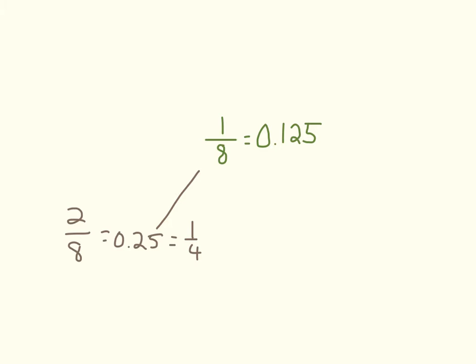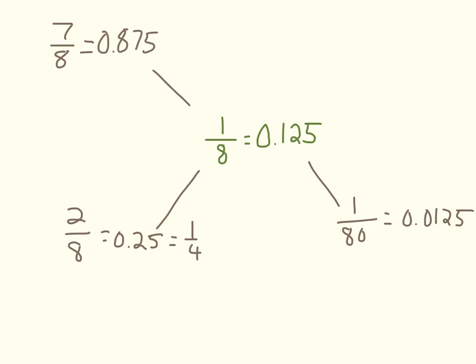So maybe you found 2 eighths by doubling 0.125 to get 0.25, which of course is the same as a quarter, because 2 is a quarter of 8. Maybe you worked out that an 80th must be 0.0125. Perhaps you worked out 7 eighths by taking 0.125 from a whole, which would be 8 eighths, to give 0.875. It could be that you used a mixed number fact. So for example, 2 and an eighth must be 2.125, 2 wholes and an eighth.